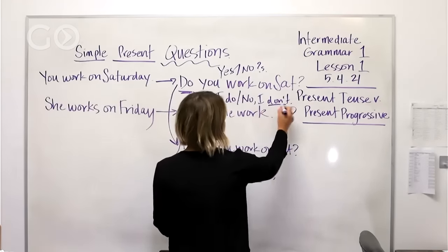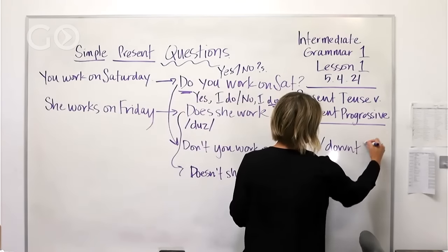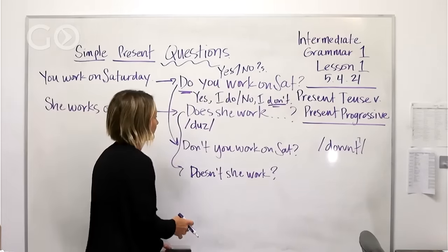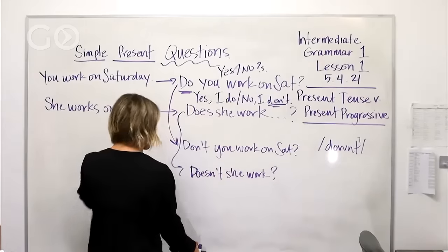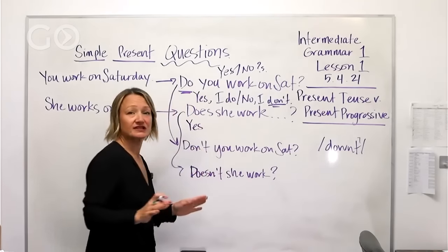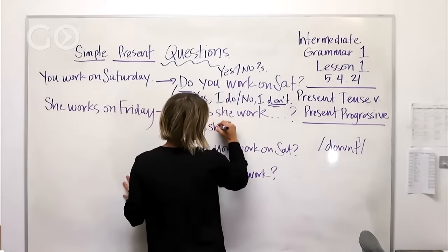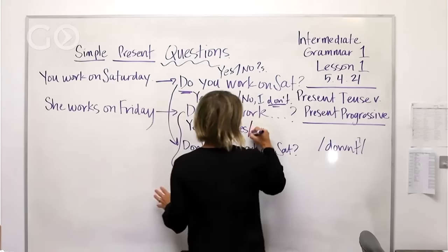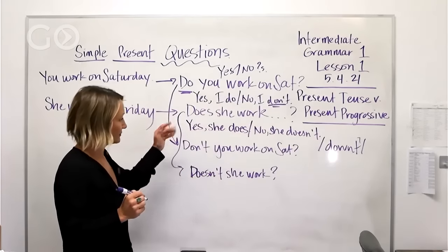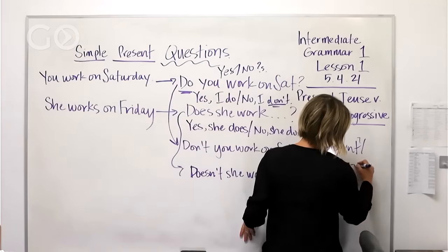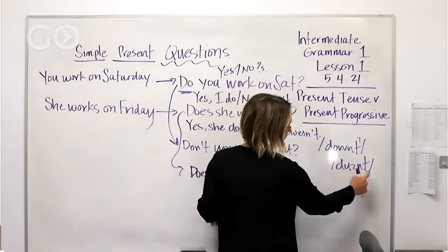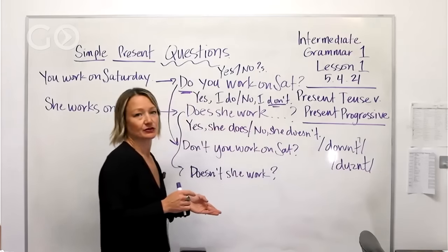Remember to practice this pronunciation. We're going to say don't with the T a little less clear. It's kind of dropped. Let's look at the answers for this third person. Does she work? In the positive, you can simply say yes. Yes, she does, or no, she doesn't. Always practice doesn't. That's a hard one because there are three consonant sounds close together, so it can be a little tricky.